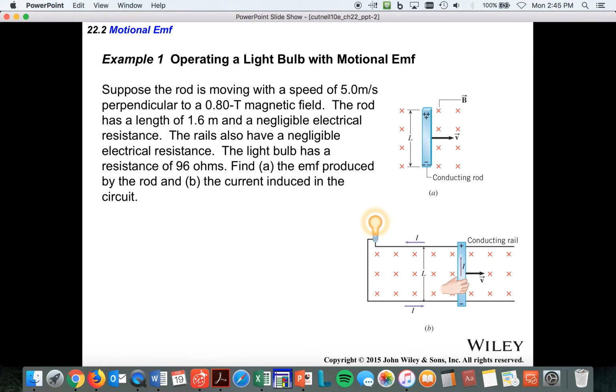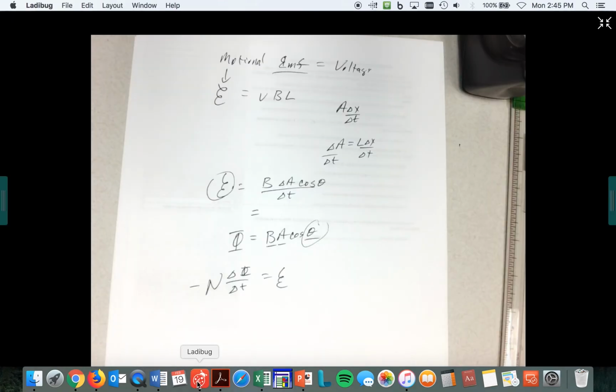Suppose the rod is moving with a speed of 5 meters per second, perpendicular to the 0.8 Tesla magnetic field. That's a pretty big magnetic field. The rod has a length of 1.6 meters and a negligible electrical resistance. The rails also have negligible resistance. The light bulb has a resistance of 96 ohms. Find the EMF produced by the rod and the current in the wire. That is so cool. So how would that work? It would look like this.